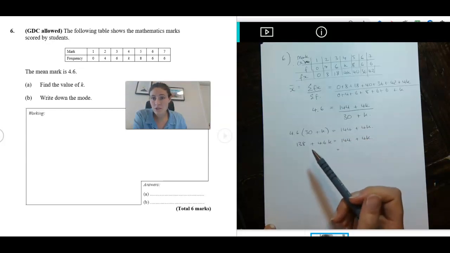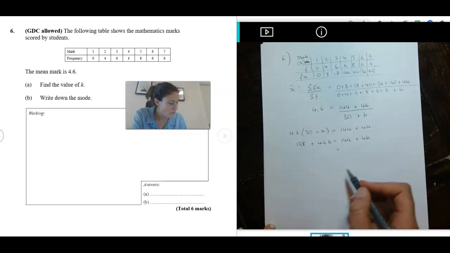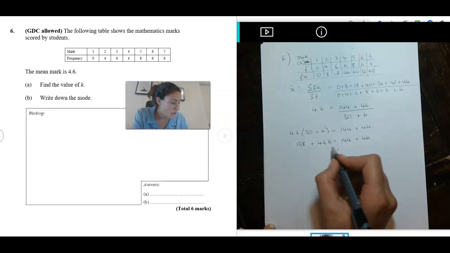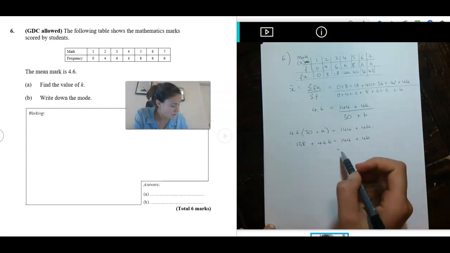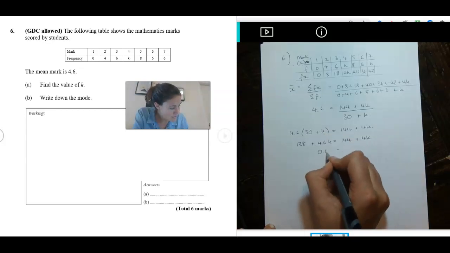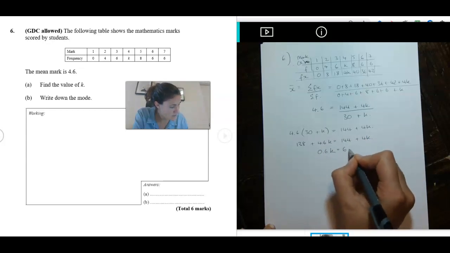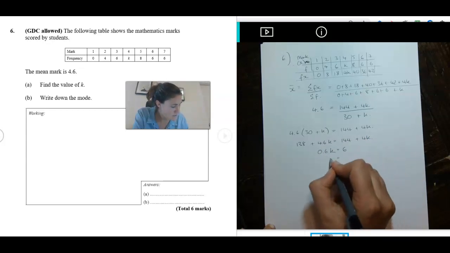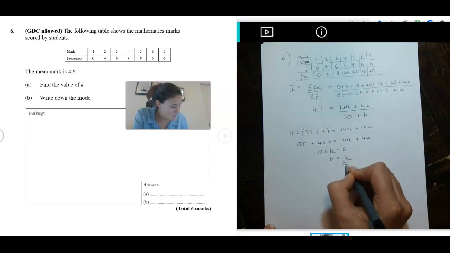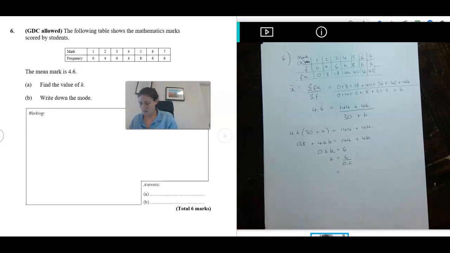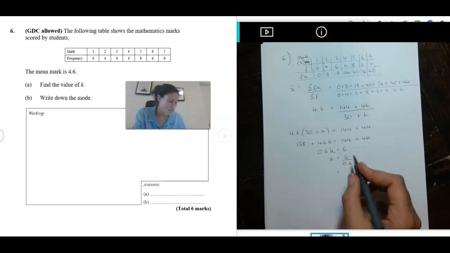Sometimes you might be asked to show that the value of K is something. I'm just showing you what you'd have to do, your full working. Right, so let's subtract 4K from both sides. Subtract 138 from both sides, which means K is 6 divided by 0.6, which is clearly going to be 10, right? Yeah.